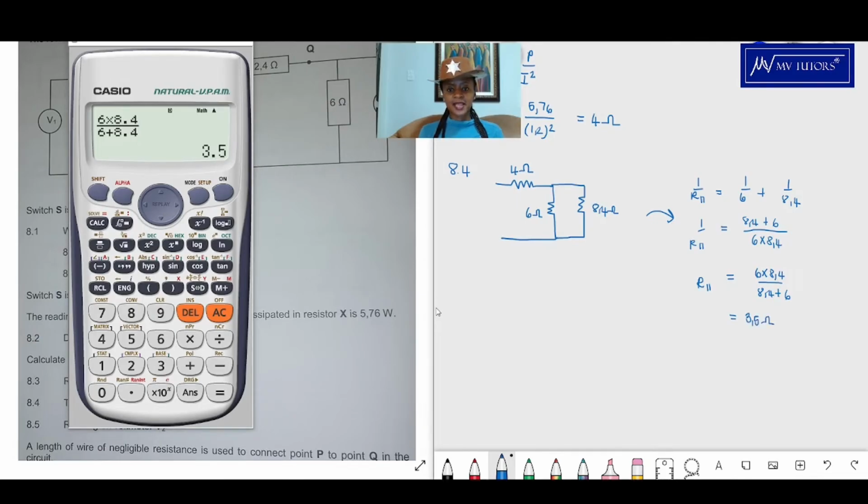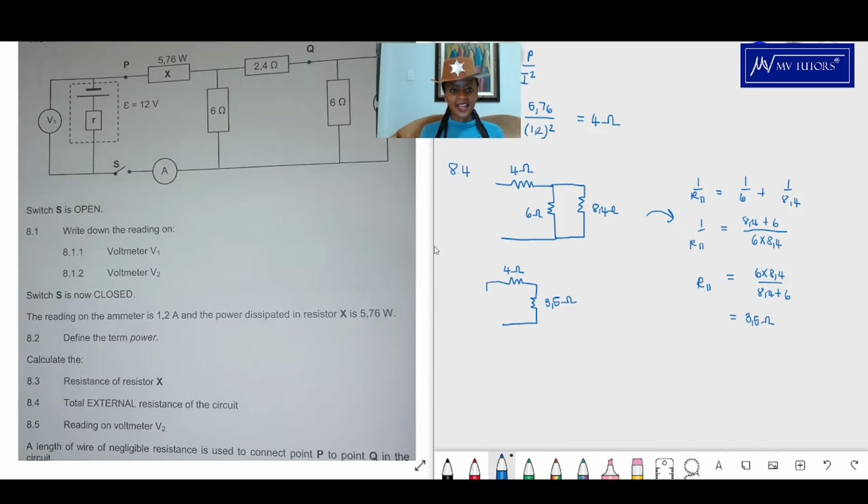So now in my sketch, I have 4, and then I have 3,5, and I have 4 ohm. So the circuit now looks like this, and I have my battery, and then I have my internal resistance. And that's it, it's a simplified circuit. You have your voltmeter 1 there. We're not even going to do voltmeter 2, but this is a simplified circuit, and ultimately the total external resistance would be 4 plus 3,5 ohm. That would give you 7,5 ohm. So yes, we have that.